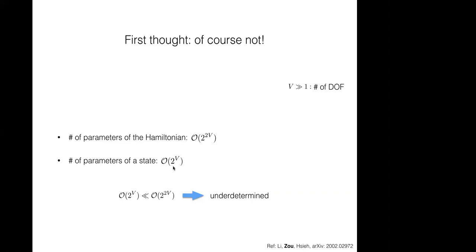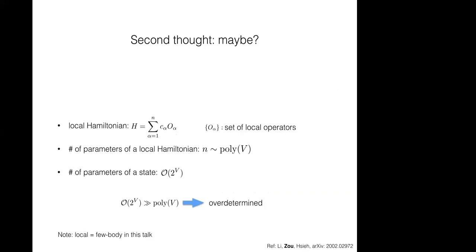This is telling us to determine the Hamiltonian from the state, the problem is underdetermined. So in general, you should not expect to be able to determine this Hamiltonian. However, after some thought, you may realize after all, we are not interested in determining a generic Hamiltonian anyway. We are more interested in a physical Hamiltonian, which often is local. That is, this Hamiltonian can be written in terms of a summation of some local operators.